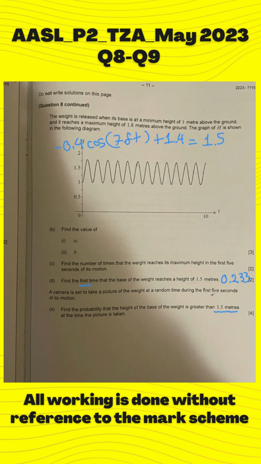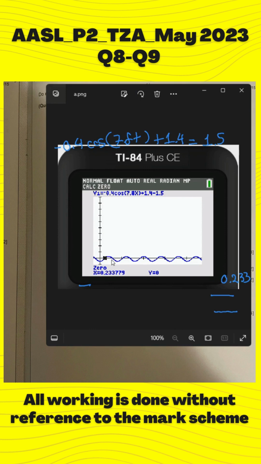Okay, E, the probability that the height is greater than 1.5 in the first 5 seconds. Okay, so we will find the second x-intercept here to find how long one interval is, and then we multiply by 1, 2, 3, 4, 5, 6 to find the total amount the object is over 1.5.